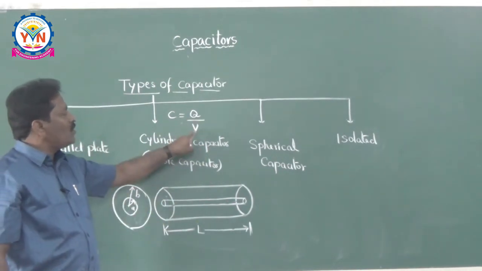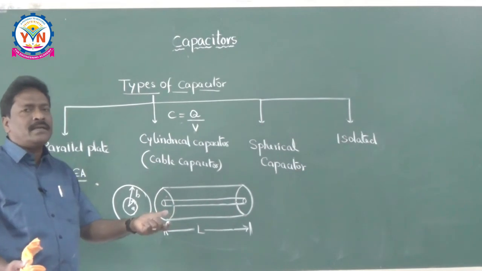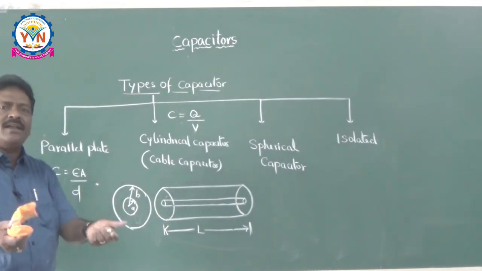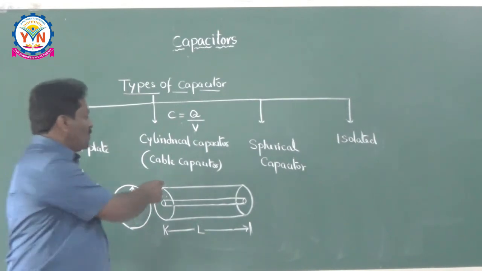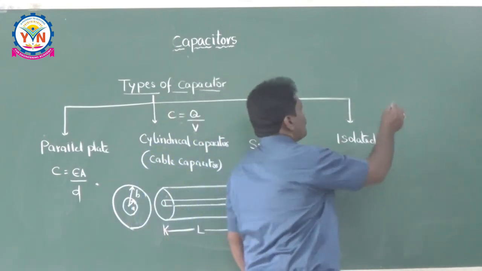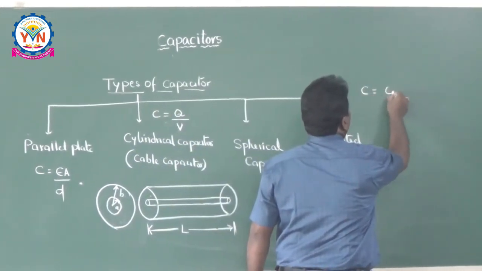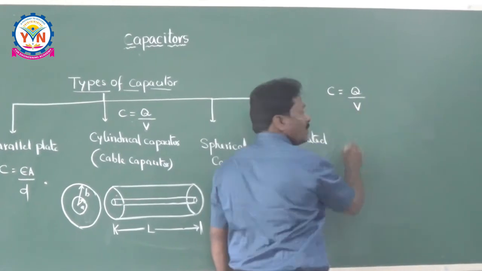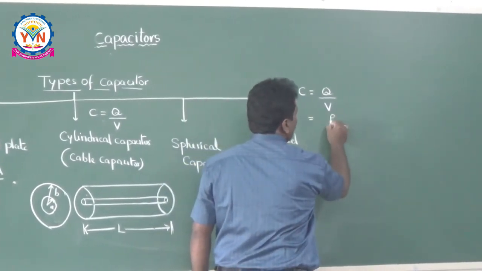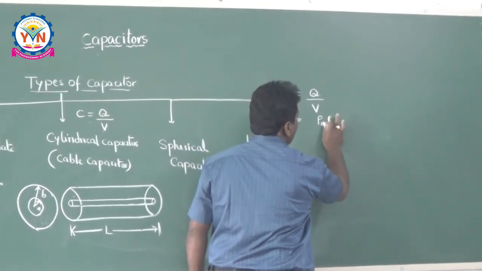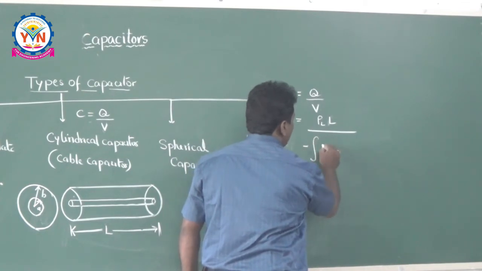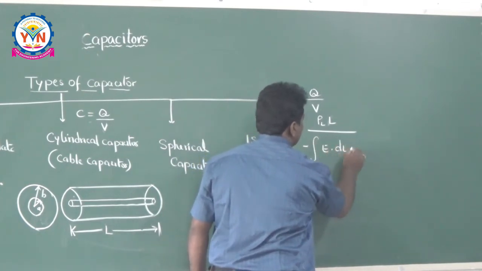And how to calculate the potential? Minus integral E dot dl, and you have to integrate from the initial value to the final value. So I would like to do this derivation here, just listen. So the thing is C is equal to Q by V, and you can say Q means rho L into length, divided by V, which means minus integral E dot dl. Okay.